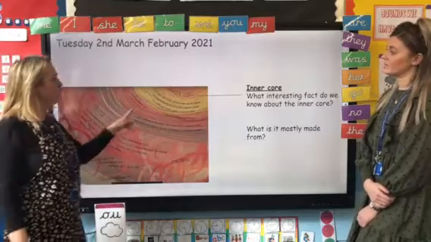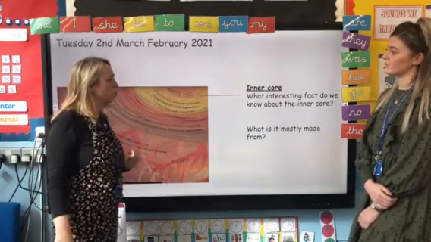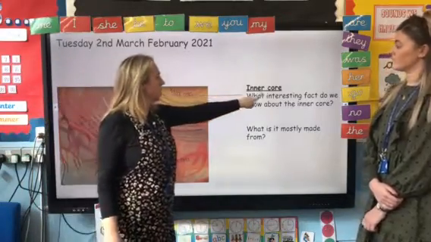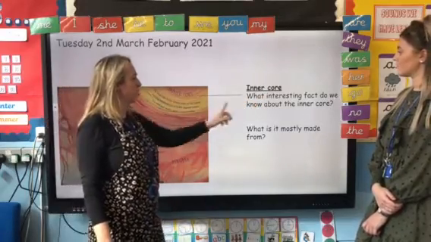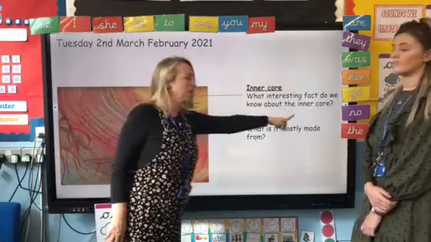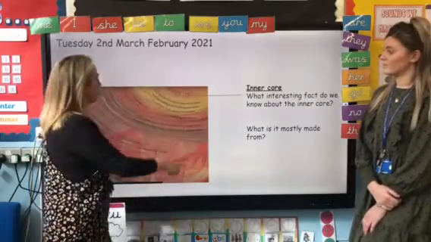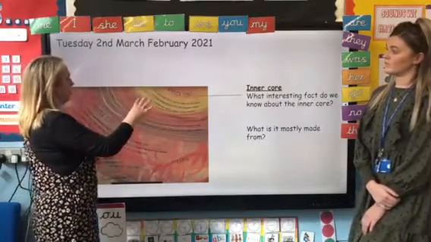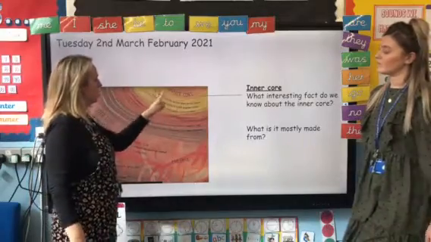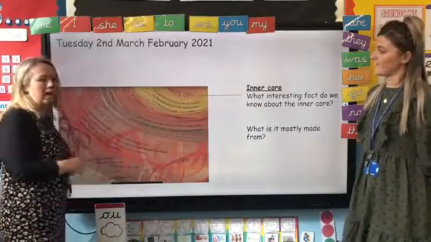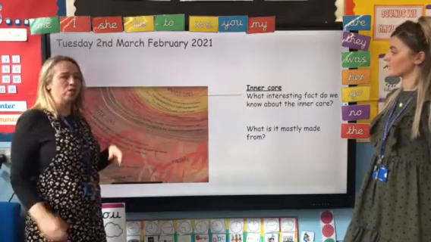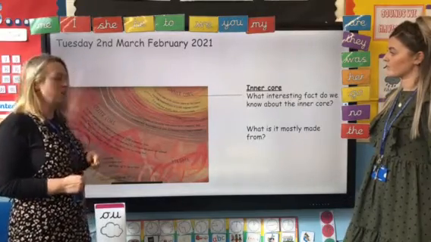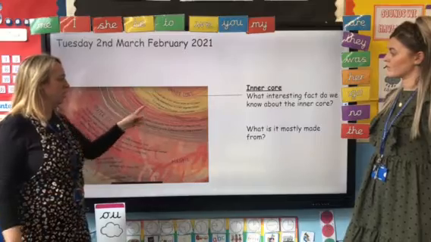Okay, then we move on to the inner core. So here it says inner core, and then it says, what interesting fact do we know about the inner core? So you're going to use this part of the book where it's talking about the inner core to find out an interesting fact. You need to write your interesting fact down, and you need to send that in to us, please.